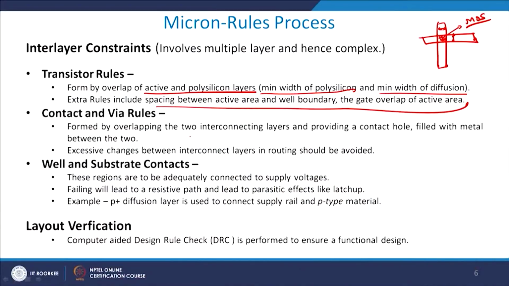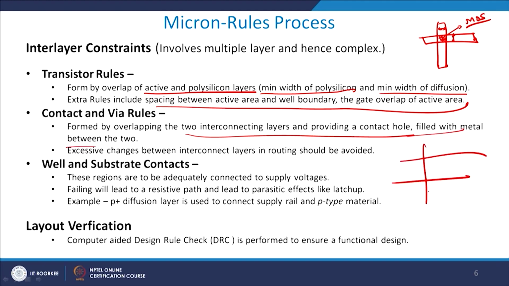So we have understood transistor rules. Transistor rules are those in which the active and polysilicon layer cross each other, and the dimensions are set by the crossing principles. Contact and via rules are formed by overlapping of two interconnecting layers and provide a contact hole filled with metal between the two. So let us say I have one layer here, I have another layer here, we have this empty here, here I fill up with metal, and therefore this we refer to as a contact hole. Excessive changes between interconnect layers in routing should be avoided.